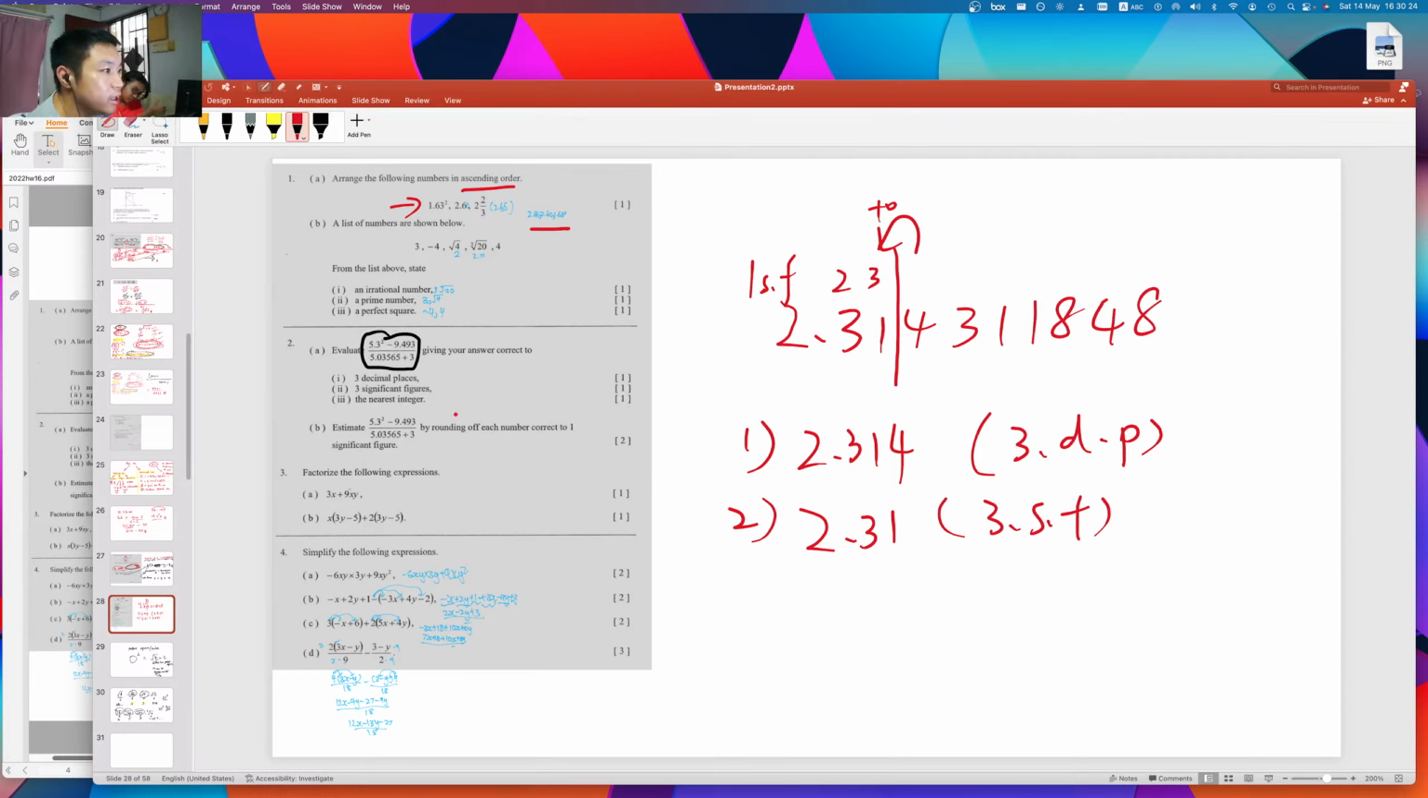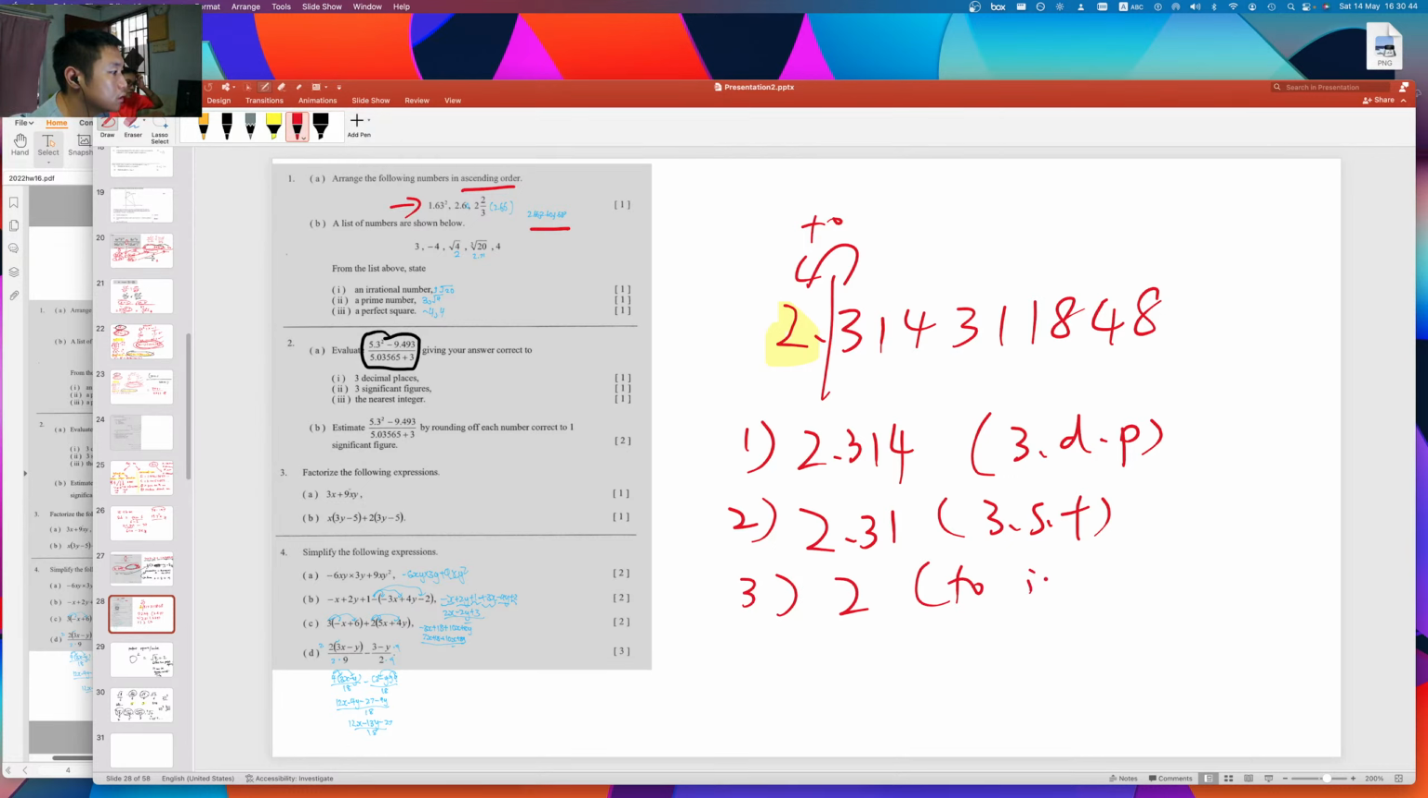Last but not least, nearest integer. Which one is the integer here? Which one is integer? 2. 2, right? So you draw a line. Plus 1 or plus 0? 0. Very good. So the answer is 2. So 2 integer. Short form. Does it make sense? Yeah. Okay, good. That's it. This question is also very simple. The next one.